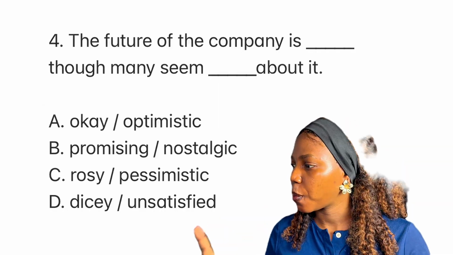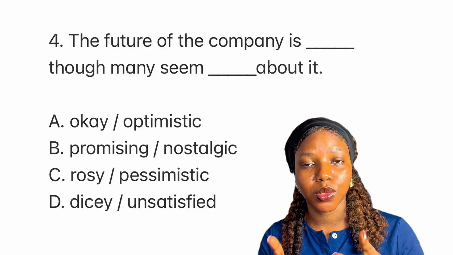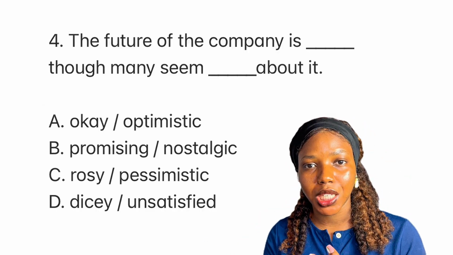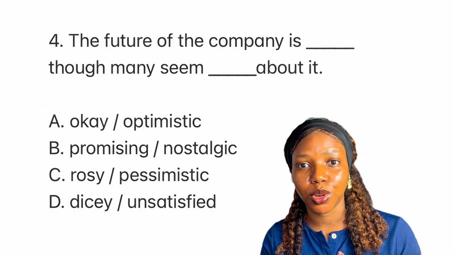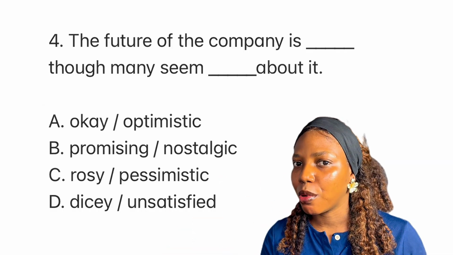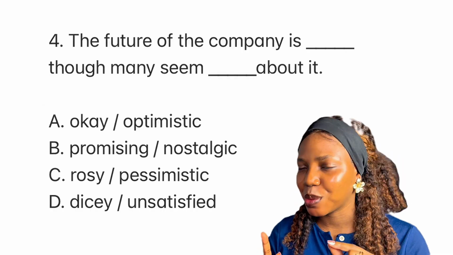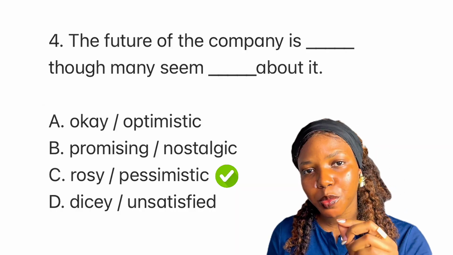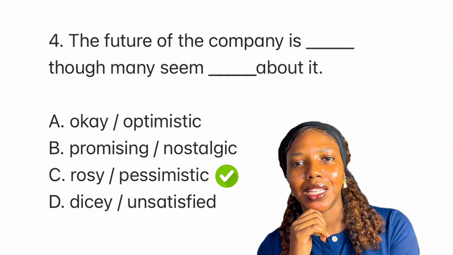Now, option D, dicey. Dicey means uncertain. This is negative. Unsatisfied. This is also negative. It means not satisfied. Okay, so we can easily eliminate option D and option A because option D are both negative. Option A are both positive. Now we are left with option B and C. The final answer to this question is option C because rosy is positive, pessimistic has a negative meaning.